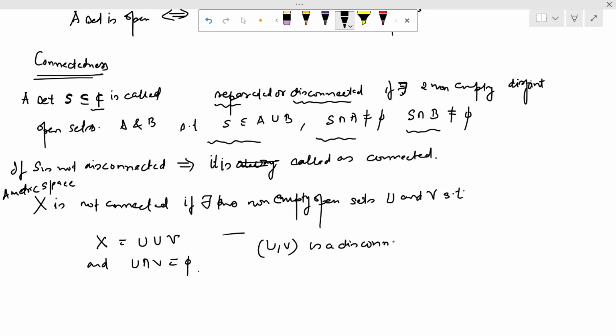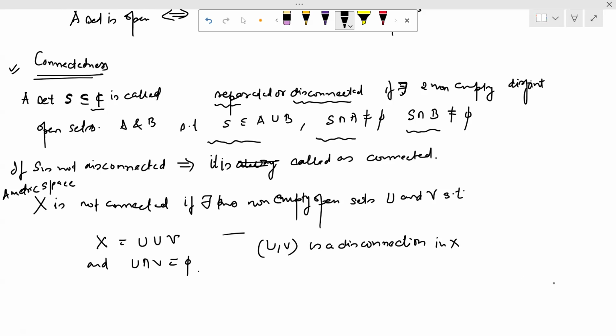So all these things we are going to start tomorrow. I'm just writing it so that we may lead from here. Okay, so connectedness one has to remember. A set S is said to be disconnected or separated if there exist two non-empty disjoint open sets A and B such that S is contained in A union B, and S intersection A is also non-empty and S intersection B is also non-empty. Only then we say that the set S is disconnected. And if S is not disconnected, then we'll see that it is connected.